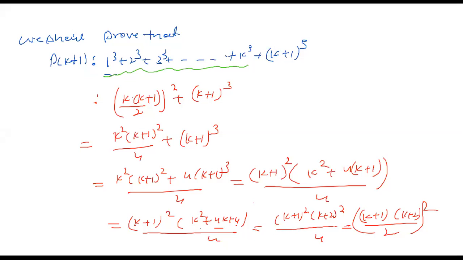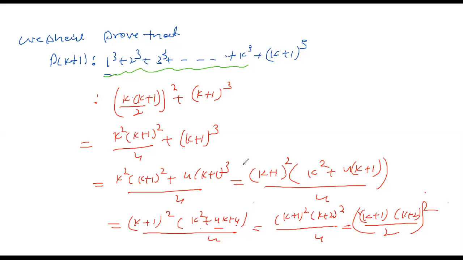Okay, next. What is the conclusion? Therefore, P of k is true. Therefore, P of n is true for n is equal to k plus 1, and by using PMI, this equation is true for all natural numbers. That's the conclusion. Try with the next question.